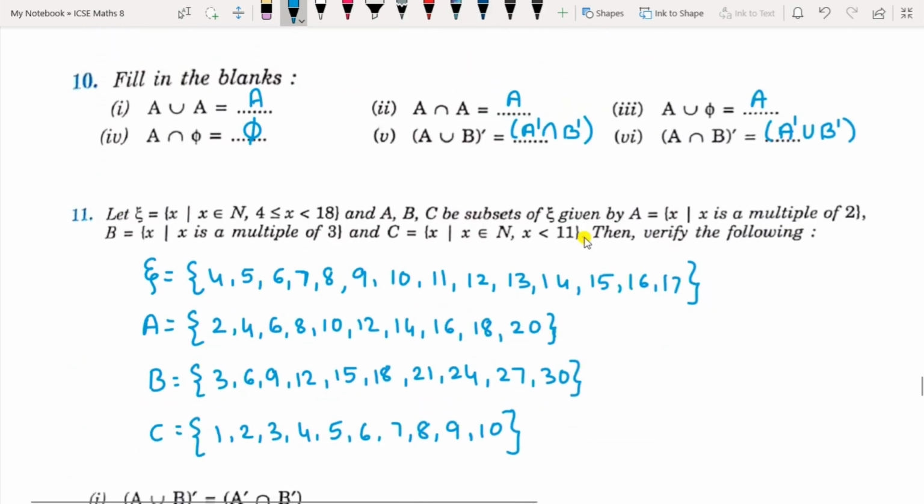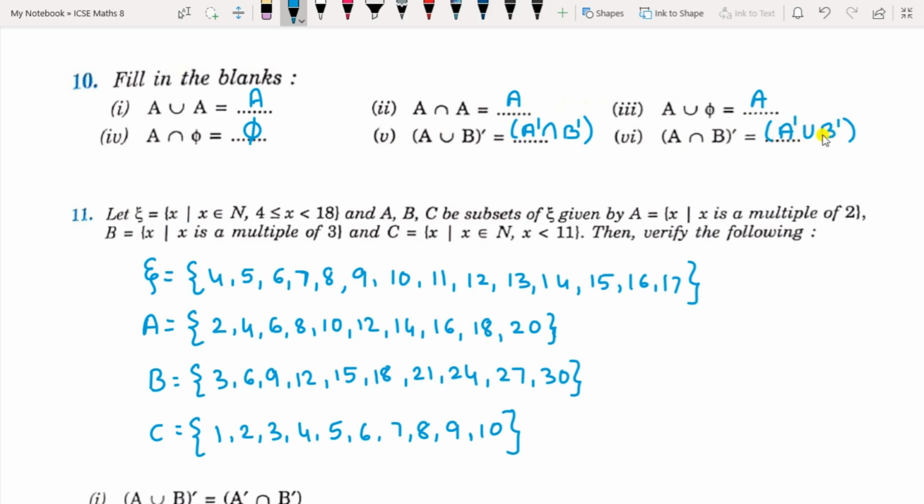Now fill in the blanks that I have given in the above notes. So A union A will be A, A intersection A will also be A, obviously. Then A union blank set will be A, A intersection blank set will be phi, that is blank set. Then A union B complement is A complement intersection B complement. These two are De Morgan's law. A intersection B, the whole complement will be A complement union B complement.